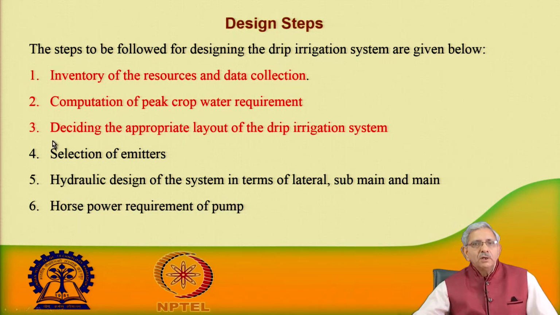Then choosing drip emitters. So, having got the type of soil, having got the particular type of crop, then we will choose appropriate emitter and its capacity. Hydraulic design of the system in terms of lateral, means design for lateral, design for sub-main, design for main pipeline, and then finally, we will estimate what is the total pressure requirement, what will be the total water requirement, then we will get the horsepower requirement of the pump.